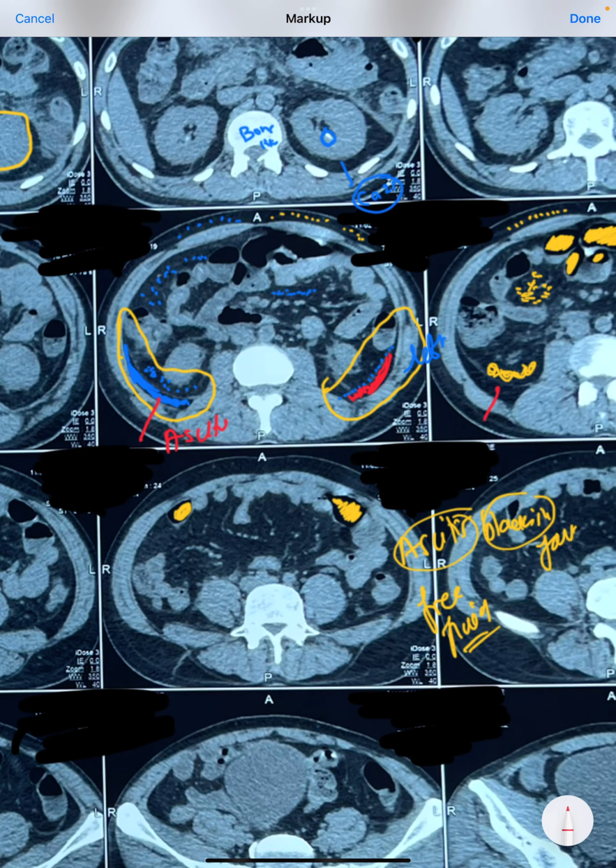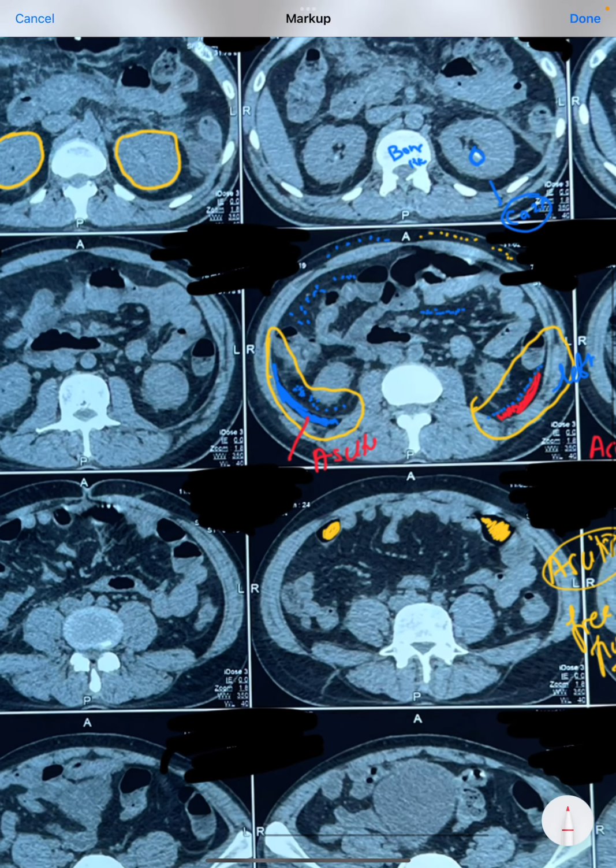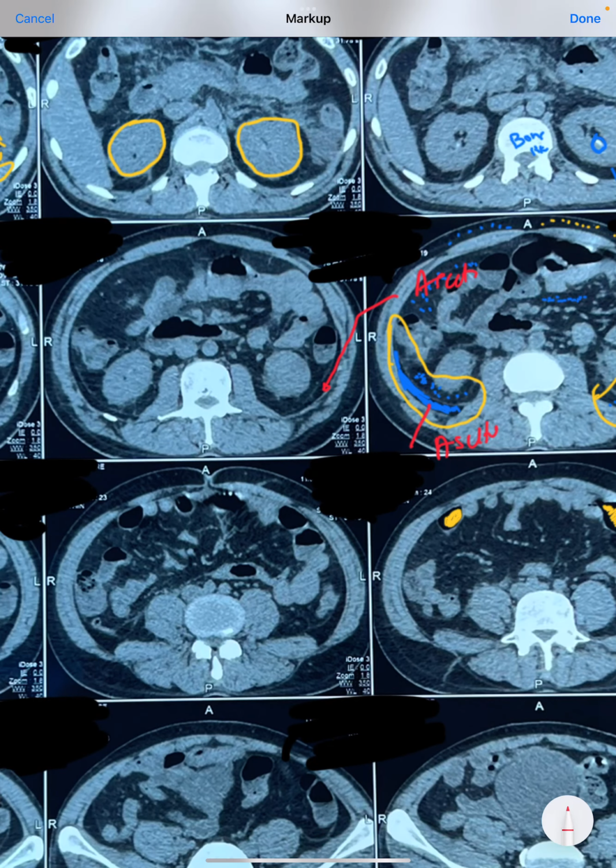You can trace it here also. You can trace it everywhere. So here also, this is ascites. You can see this. Here also, there is very nice rim of ascites. So this is ascites.